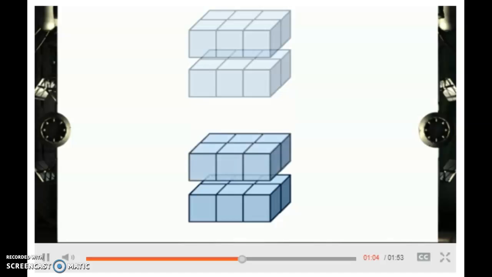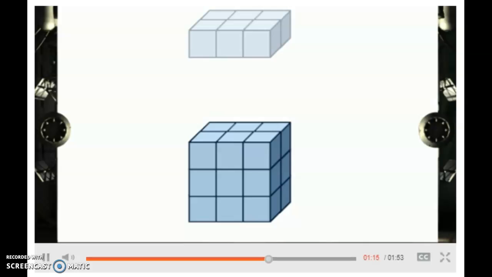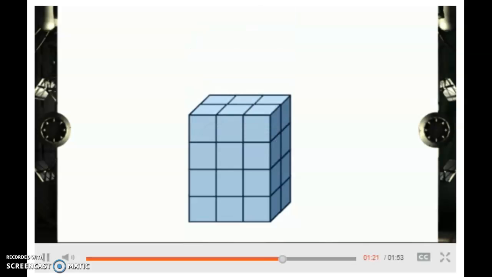Now, let's add a layer. We have 6 more cubes. So now, the current total is 12 cubic units. The third layer is added here. That's 6 more cubic units, so we are up to 18 cubic units. Finally, we add the 4th layer. Add 6 more cubic units to the total, and we get a grand total of 24 cubic units.